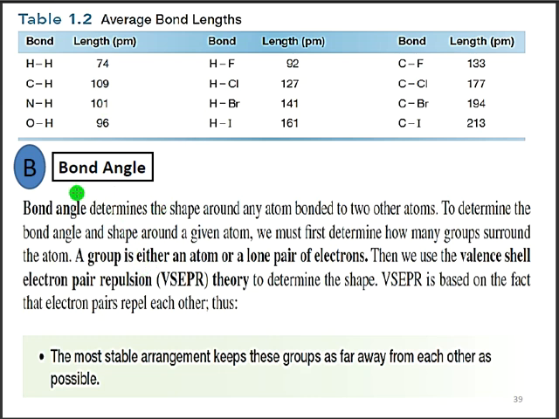And the second factor is the bond angle. Bond angle determines the shape around any atom bonded to two other atoms. That means we must have at least three atoms bonded together, and we can determine the bond angle between the two bonds. That means you have at least two bonds to determine the bond angle.